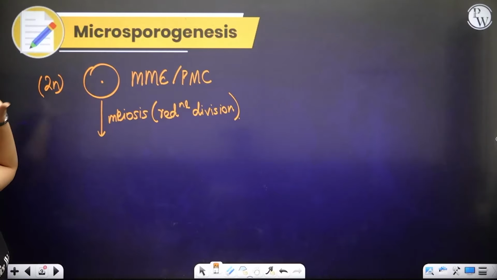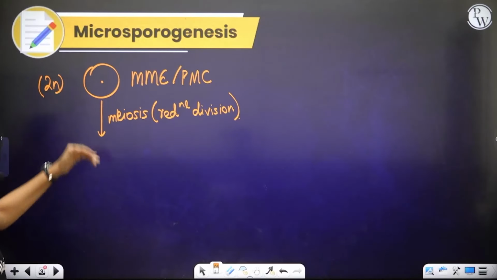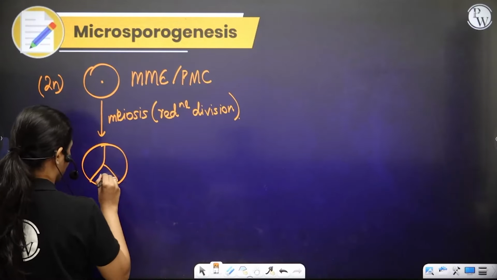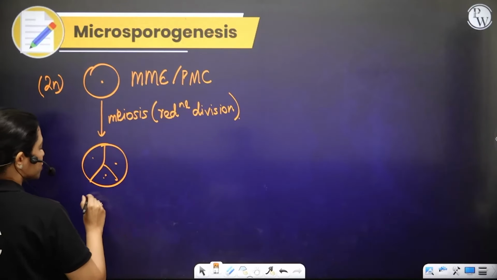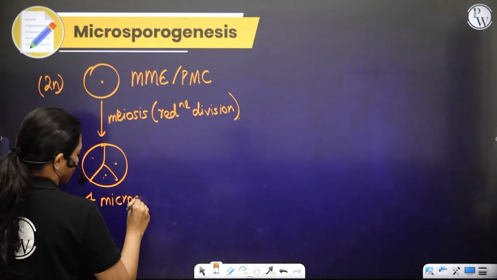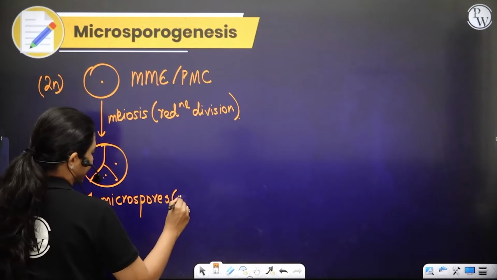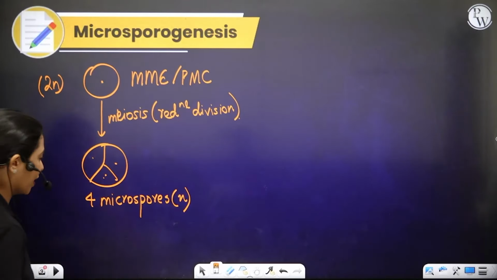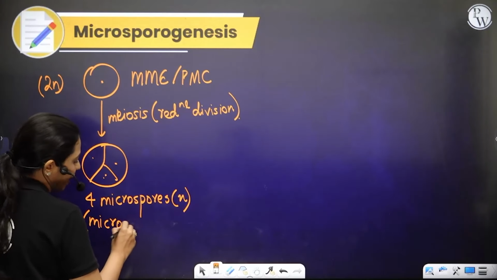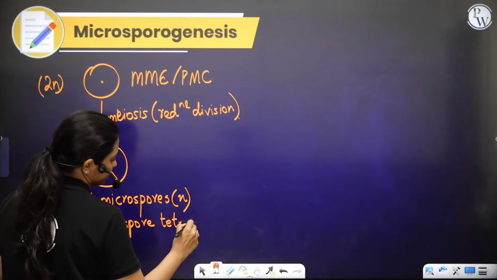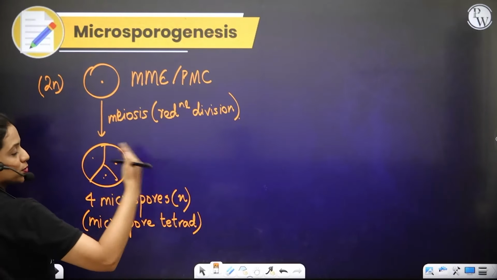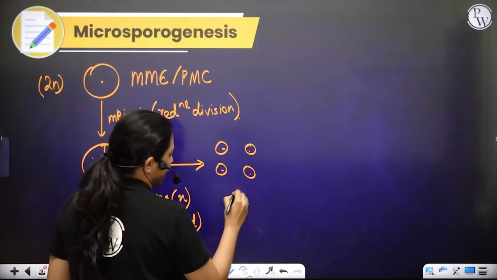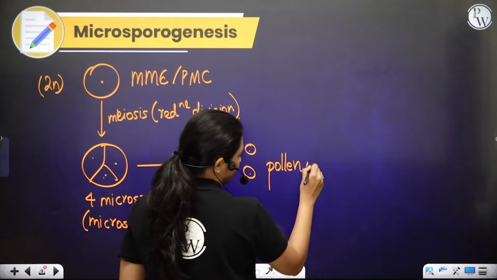When one pollen mother cell or microspore mother cell undergoes meiotic cell division, it will give rise to 4 cells. There's 1, 2, 3. Imagine there's one behind. So you will get 4 microspores. Each microspore is haploid. Since there are 4 microspores that are produced and that are held together, we call this a microspore tetrad. Eventually, these 4 spores that are held together and attached will dissociate, become individual cells and form the pollen grains.